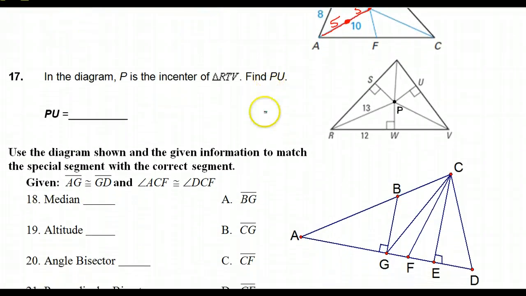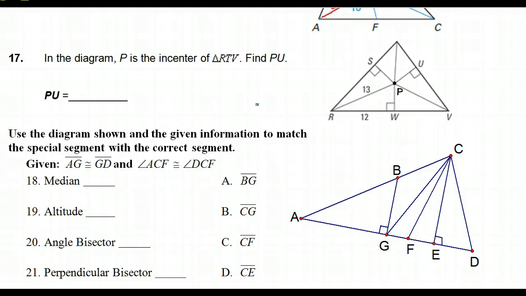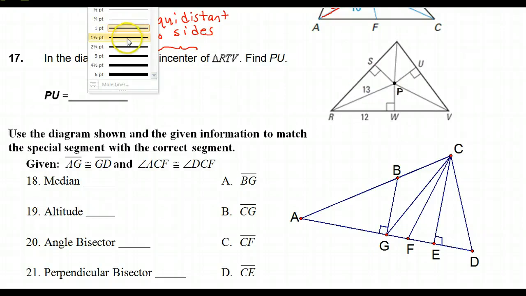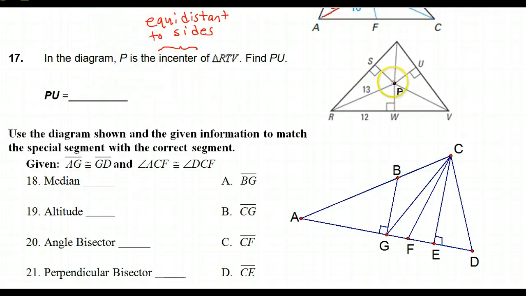All right, now number 17. In this diagram, P is the incenter of RTV. Incenter. What was the special property of incenter? Remember that the incenter is equidistant to the sides of the triangle. So if this is the incenter, then these three lengths should be the same. All right? This is one, this is one, and this is one. These are the three perpendicular distances to the sides.